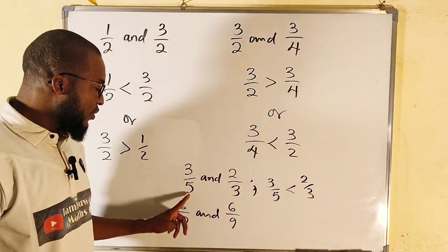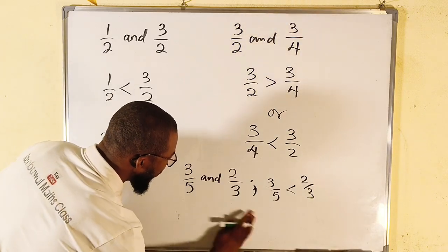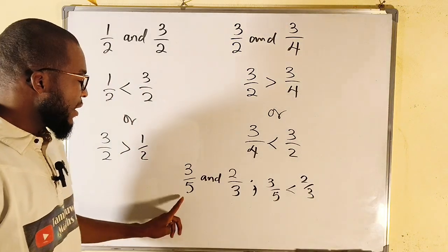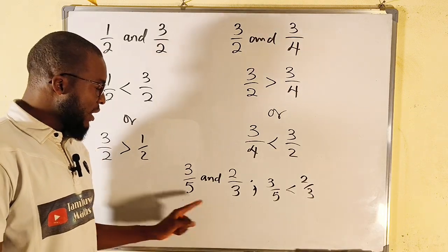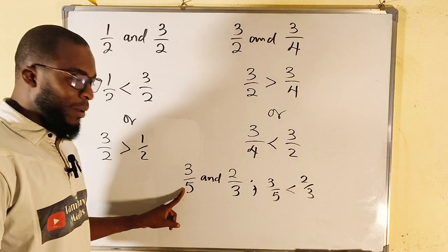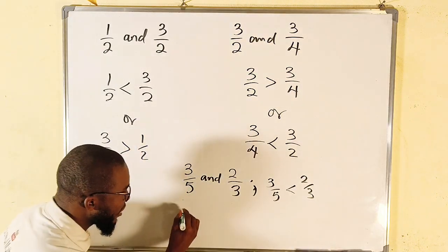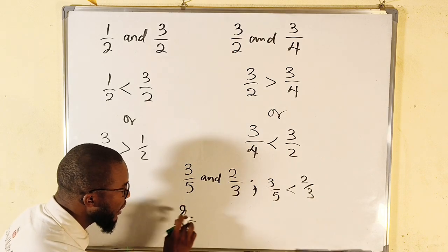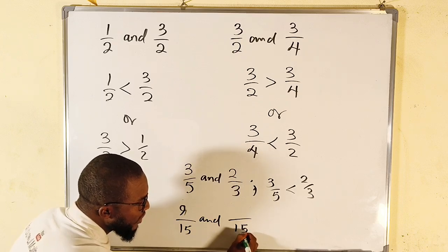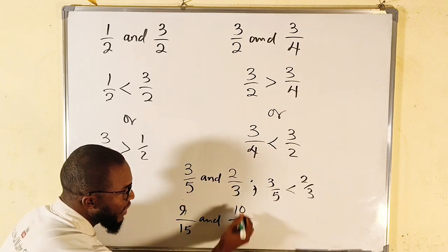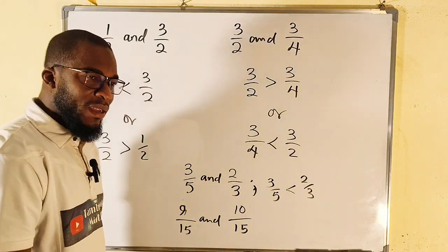And you may decide to change their denominators to be exactly the same. And how can we do that? Just think about their LCM. The LCM of 5 and 3 is 15. So we are going to change them to 15. By multiplying this by 3, it becomes 15. But you have to multiply the top by 3, it becomes 9. And you multiply this by 5, it becomes 15. You multiply this by 5, it becomes 10. You can see that their denominators are exactly the same.